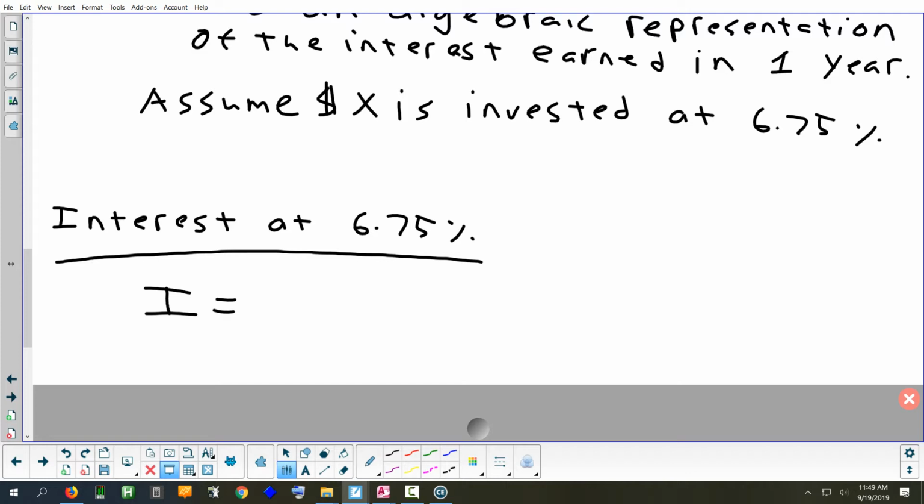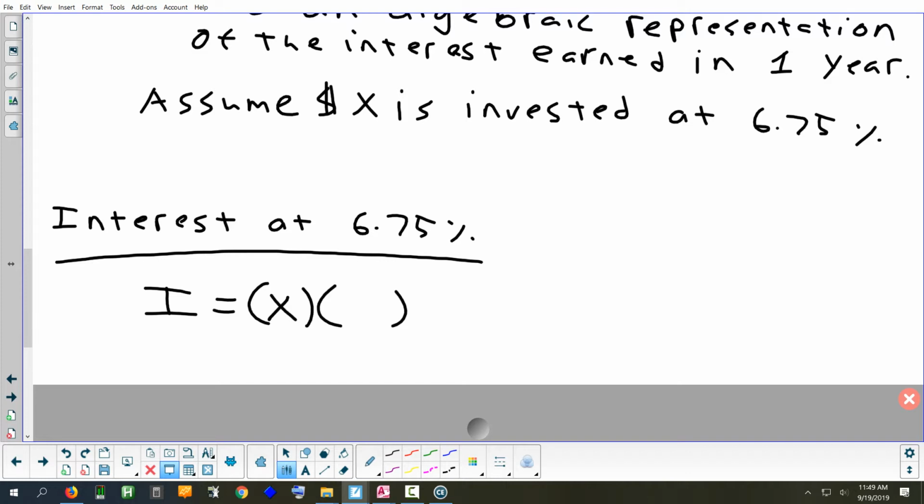So the interest he earns is equal to, what's the first thing in the interest formula? The first letter? P. P is the principal. It's how much money he's going to invest. How much money is Bill going to invest at 6.75%? We might not have a number, but they told us how to represent it. X.